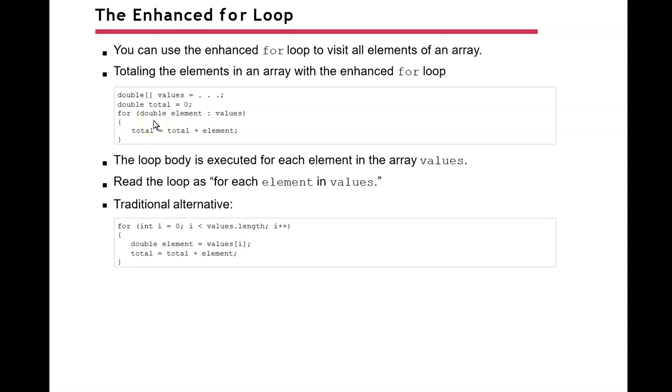So for example, the old way of doing it, you use a for int i equals 0, i is less than n, etc. Here, what we're basically saying is the equivalent of for each. For each element in the collection values, go through and add it to the total. The loop body is executed for each element in the array, and it can be read as for each element in values. This compares to the traditional array element. I think this is much cleaner and easier to read.